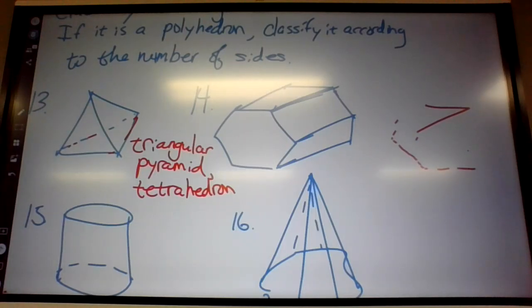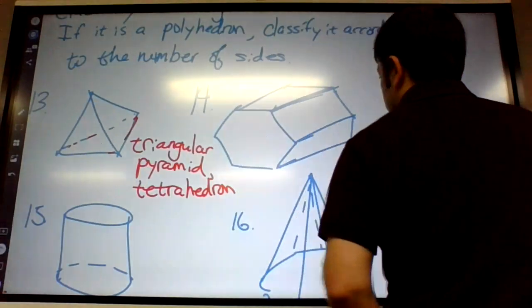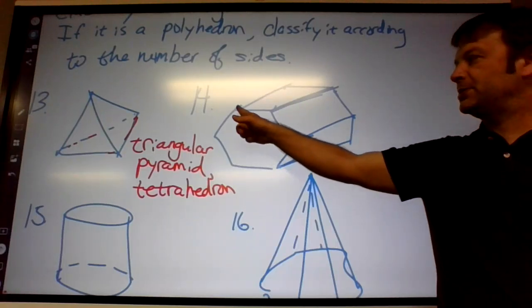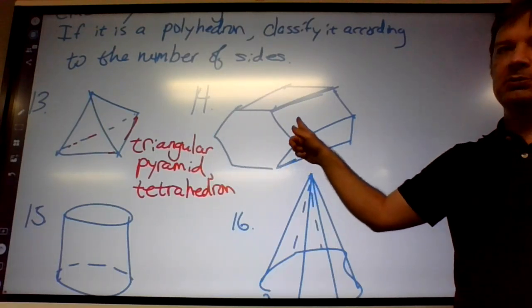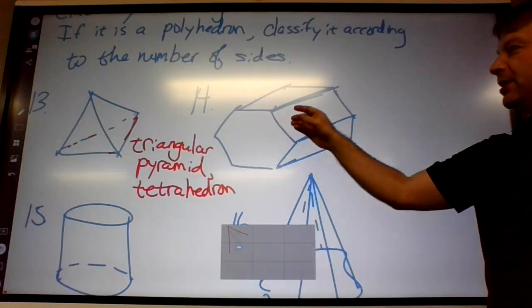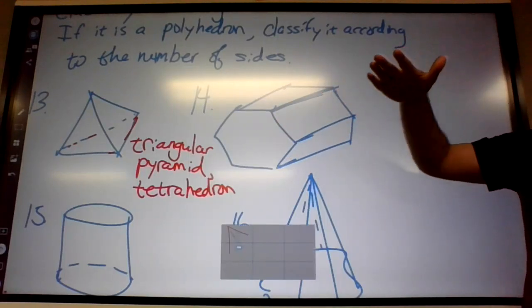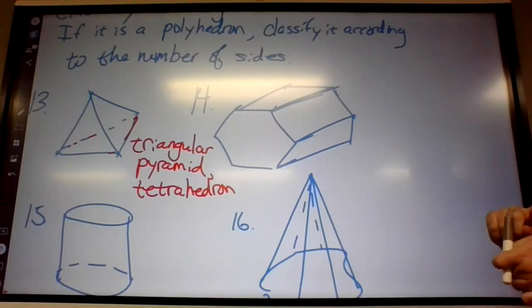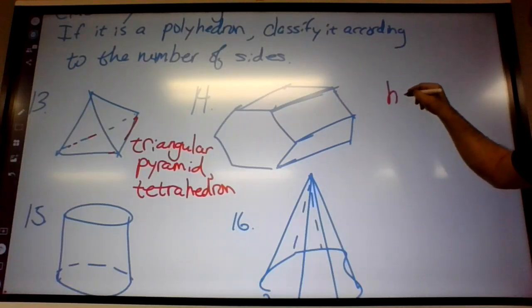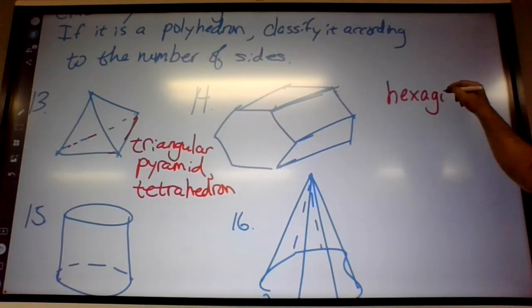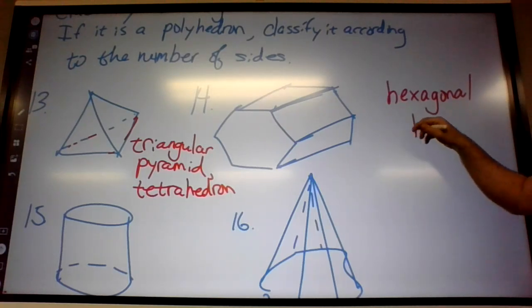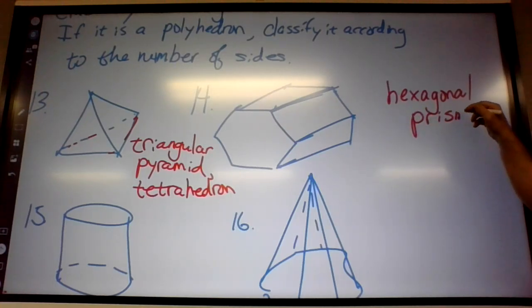Okay. Toby, any ideas what 14 is? Let's start with the base. Do you know what shape this is? Hexagon. Okay, now if you have a hexagon on one side and a matching hexagon on the other, do you know what that's called? It's called a prism. So this will be a hexagonal prism.